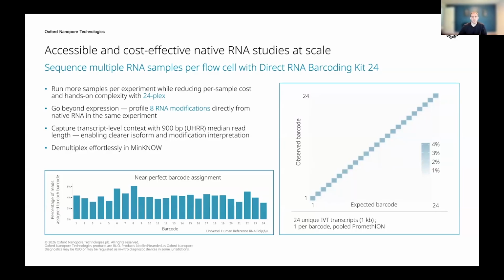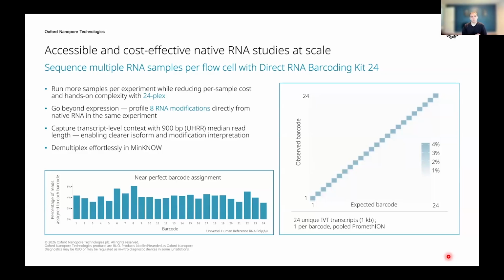But historically, one of the challenges that we've heard is that people trying to run native RNA samples, it was pretty difficult to scale because before this particular kit that I'm talking about here came out, it was essentially one sample to one flow cell.